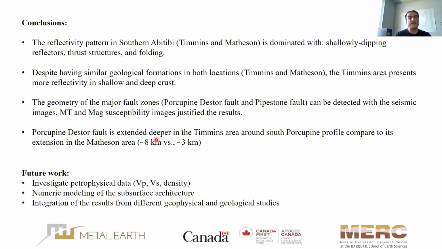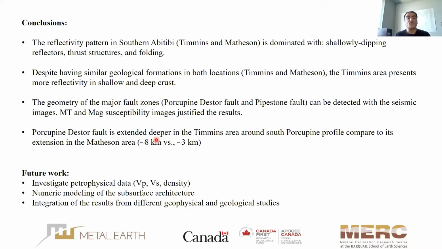In conclusion, I would like to say, in the Matheson area, we can see the formation zones and fault zone only in upper crust, less than 3 kilometers. But in Timmins area, the formation zones or fault zone are deeper, and they are connected to reflectivity pattern down to depth of about 3 kilometers. And MT and MAG integration with seismic data helped us for better interpretation.